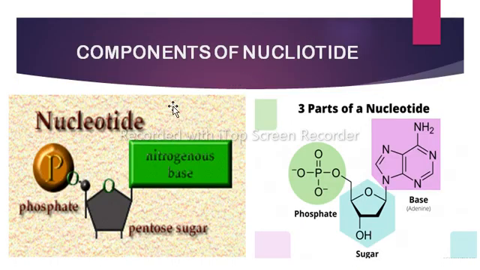Components of nucleotide. A single nucleotide has three components: pentose sugar, which is of two types, ribose and deoxyribose sugar. Ribose sugar is present in RNA while deoxyribose sugar is present in DNA. Then a phosphate group, which is phosphoric acid made of 4 oxygen atoms and is negatively charged, and a nitrogenous base, which is of two types, that is purine and pyrimidine. Now let's discuss each component in detail.